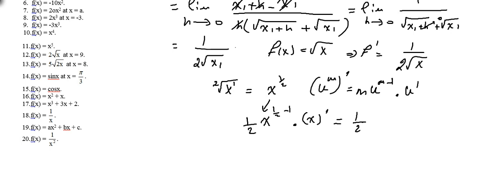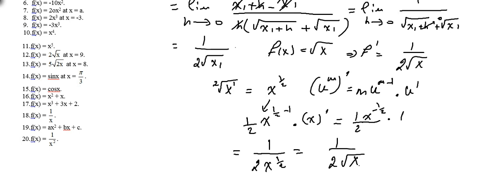Look what we end up with. It's 1 over 2, x to the power half minus 1, so x to the power minus half, times 1, because the derivative of x is 1. This is equal to 1 over x to the power half. We bring it down, it becomes to the power half, the reciprocal, times 1 over 2. What is x to the power half again? It's radical x. So what is the derivative of radical x? It's 1 over 2 radical x.